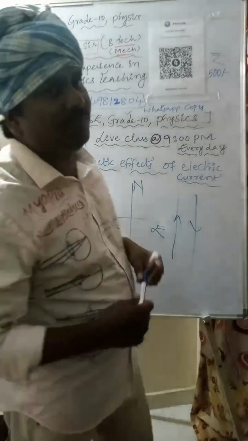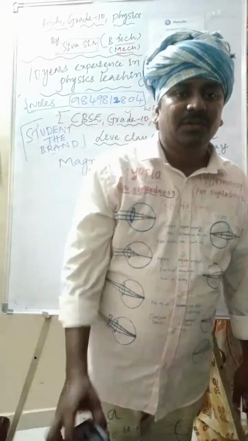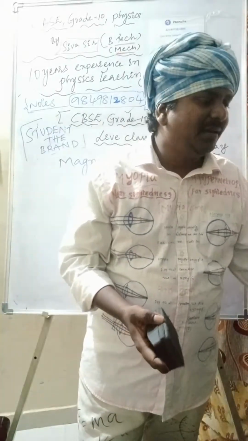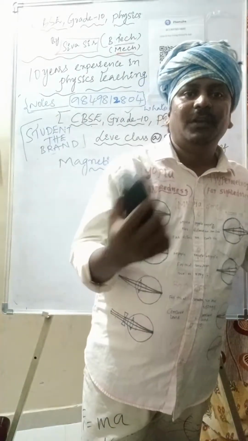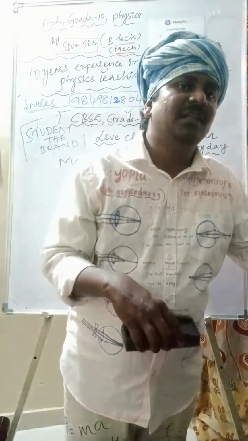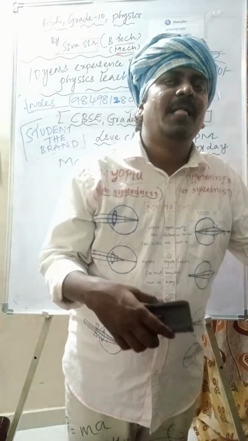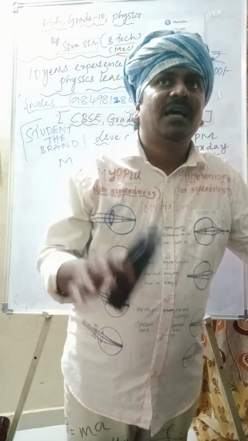Like that, sometimes they will ask about the magnetic field above the wire and below the wire. We have to take the magnetic field above the wire and below the wire also, so that also we have to do. So this is about the right hand thumb rule.